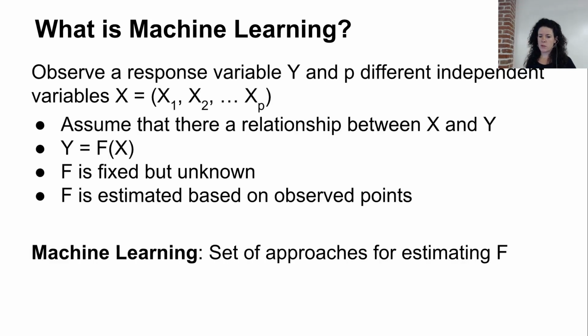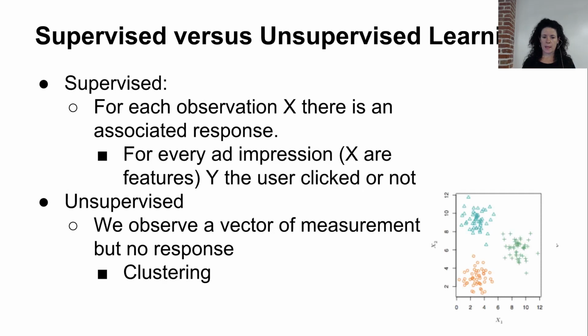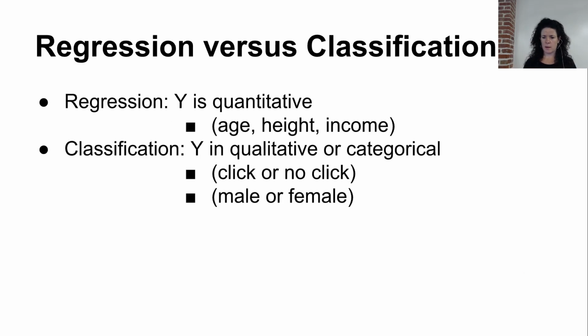So what is machine learning? Machine learning assumes that there is a relationship between X and Y. There is a function that tries to model X and Y, in which Y is approximately equal to f of X. F is fixed, but we don't know what F is. And what machine learning does is try to produce an approximation for F. There are some approaches to estimating the function F. I'm not going to talk about this.